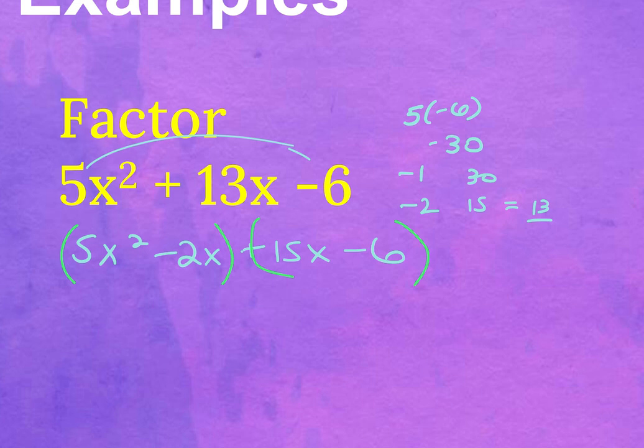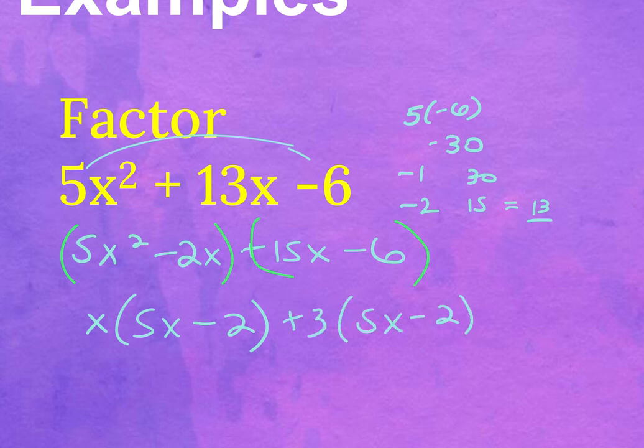5x squared and 2x. Both have what? X. Take out the x, and I get 5x minus 2. 15x and 6. I can take out a what? 3. Good. And then I get 5x minus 2 and x plus 3. And again, if I wanted to check it, I could just FOIL those back out.